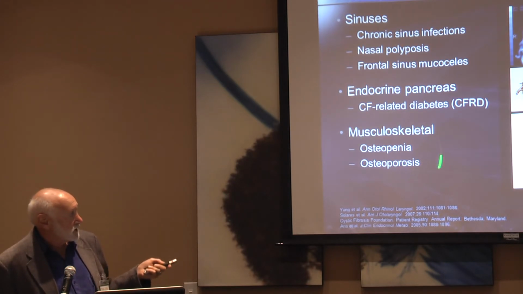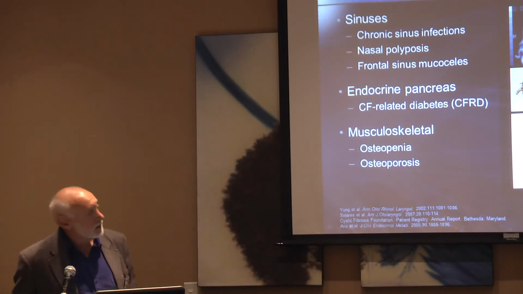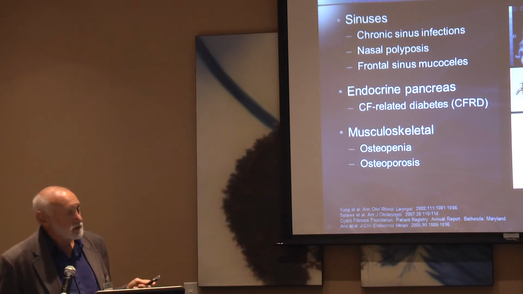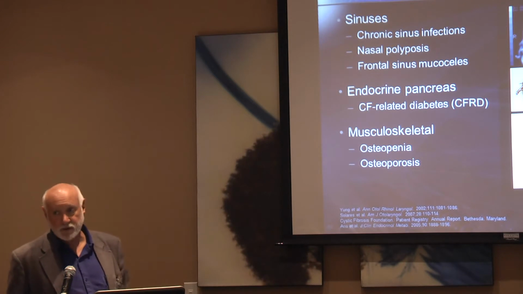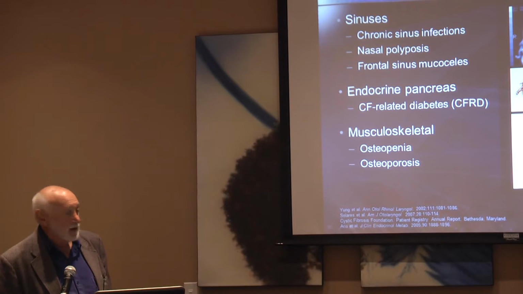And then, of course, the musculoskeletal system is also involved. So folks with CF have weaker bones, and they're prone to develop osteoporosis if it's not treated, and that can lead to fractures. So that's an issue which, again, cannot be neglected if it's not looked for.